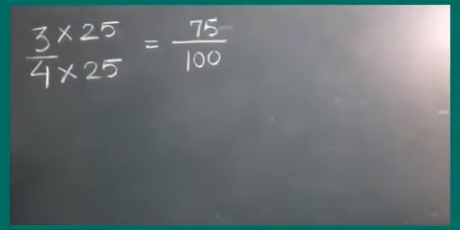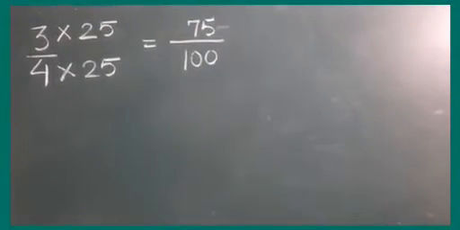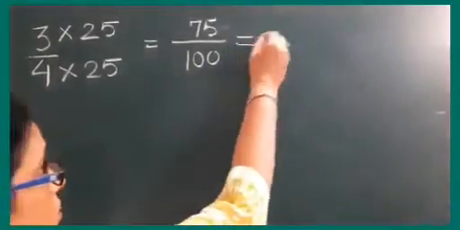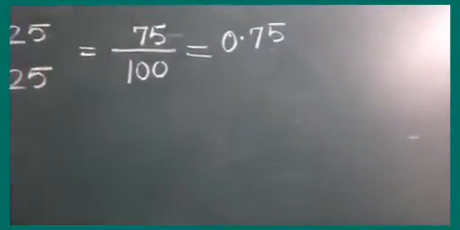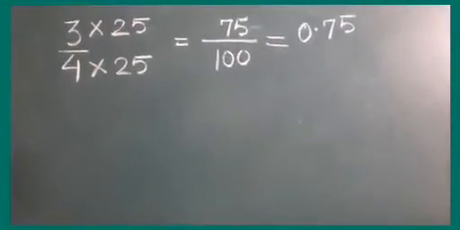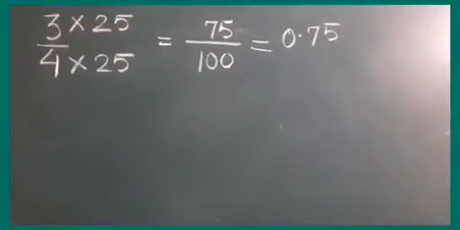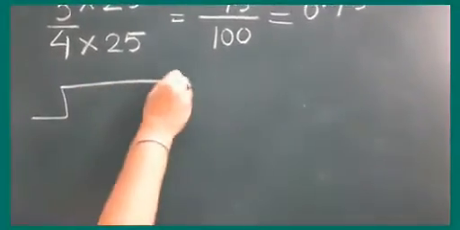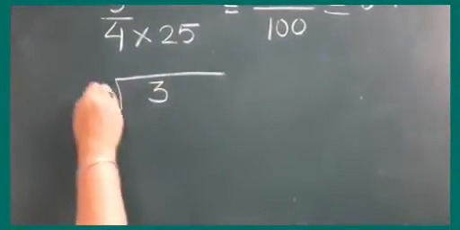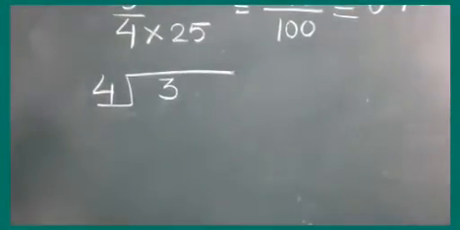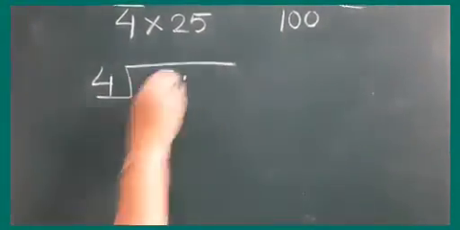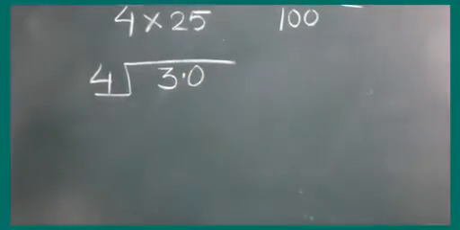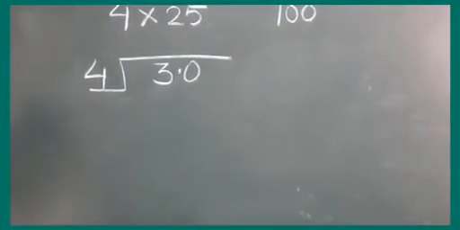75 by 100. Now since I have 2 zeros in the denominator, I will count 2 digits from the right and put a point. So the number becomes 0.75. Now what if I do the same question with the division method? So here I have 3 as dividend and 4 as divisor. Now here this is smaller. Again I will put a point and zeros. I can add as many zeros as I want.